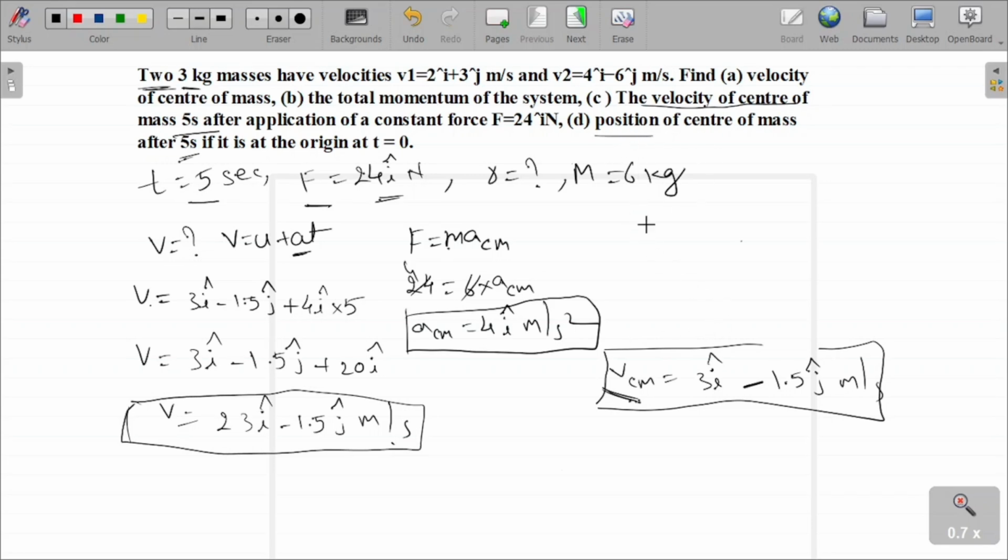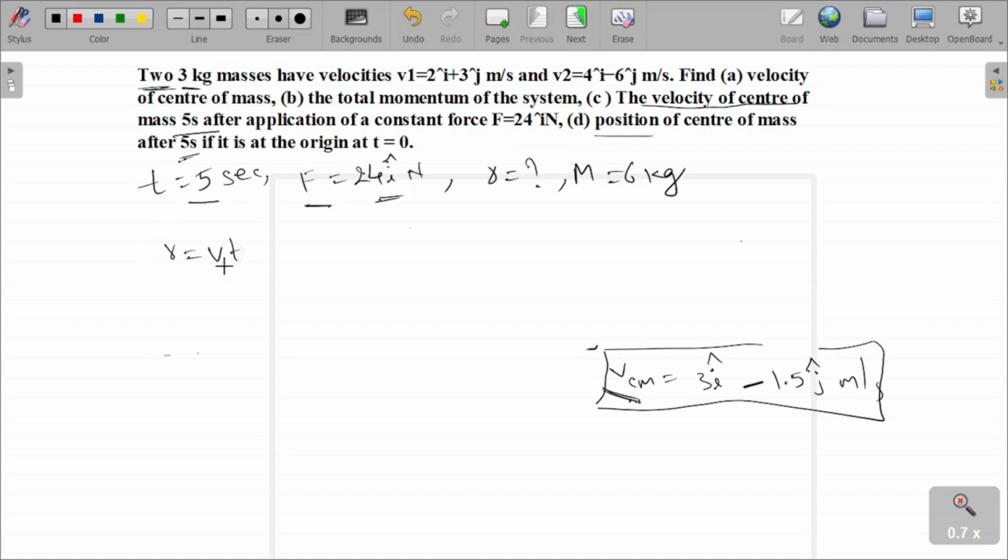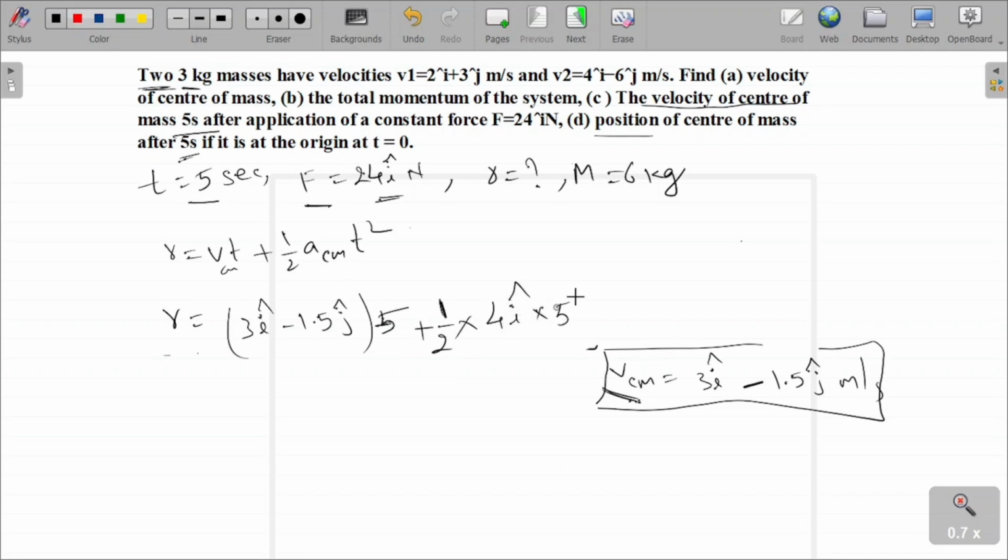Now what do they ask still? Position. To find the position with an acceleration, what is the formula? S equal to ut plus half a t square. Okay, now we'll see that acceleration is 4. So now r equal to v_cm t plus half a_cm into time t square. So r equal to v_cm, v_cm is 3 I cap minus 1.5 j cap into t. Time is 5 seconds. Okay, plus half into acceleration 4 I cap into t square. t is nothing but 5 square.